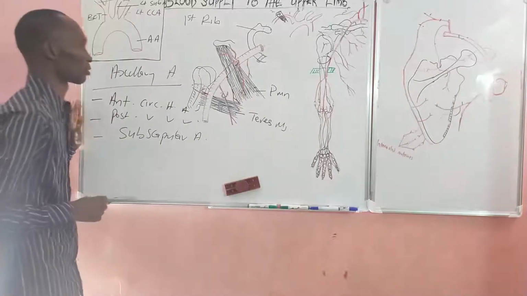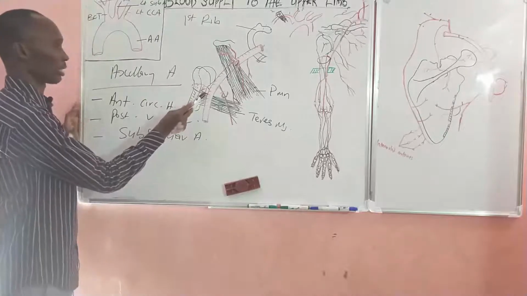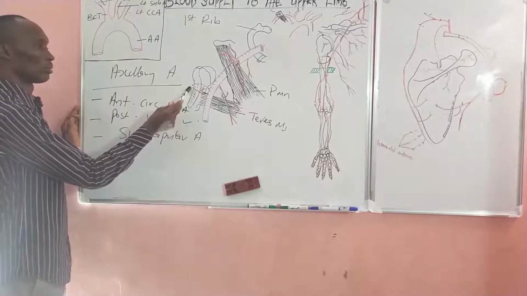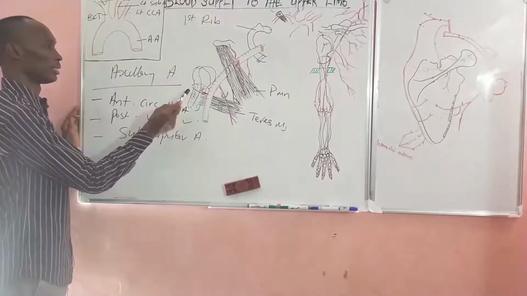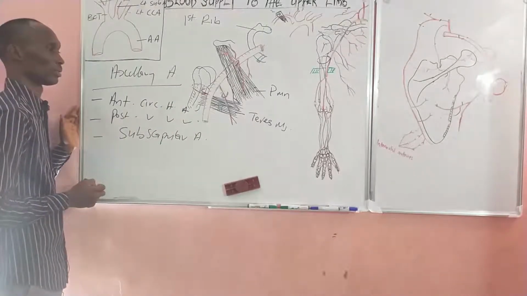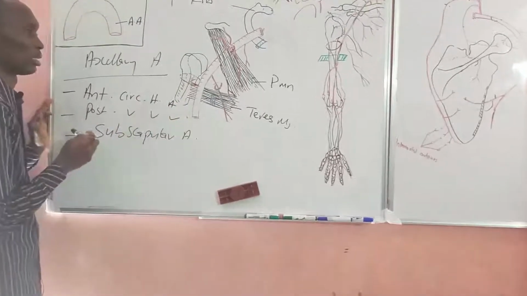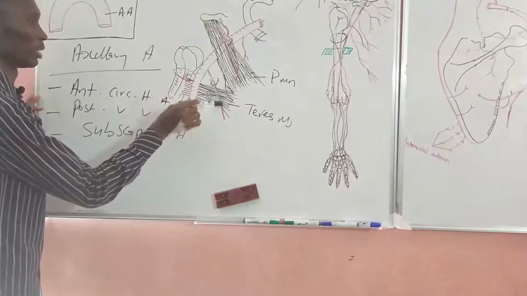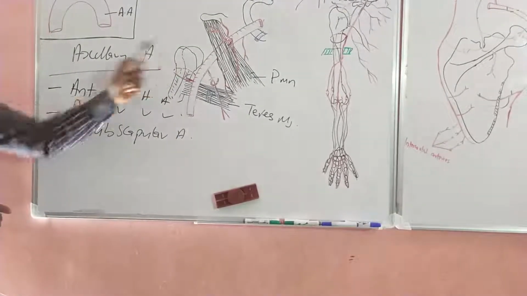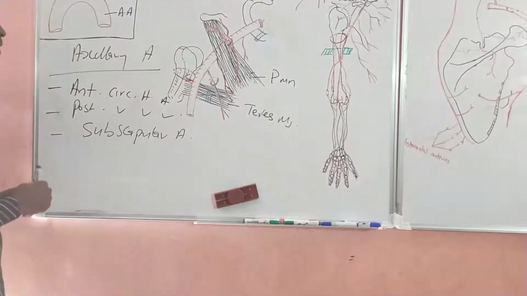At this point, we are seeing the anterior. In this diagram, we are seeing the anterior circumflex humeral artery looping round the shaft of the humerus at the level of the surgical neck. We are seeing the posterior in dotted lines, and we are seeing the subscapular running distally. So these are the 3 branches, and then that's the head of the humerus. Now let's take the anterior circumflex humeral artery.